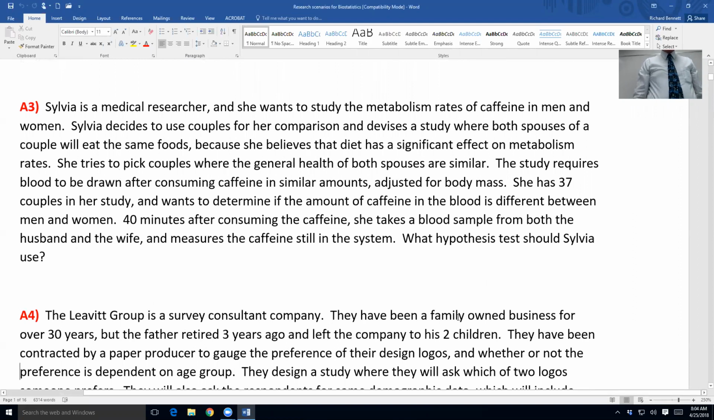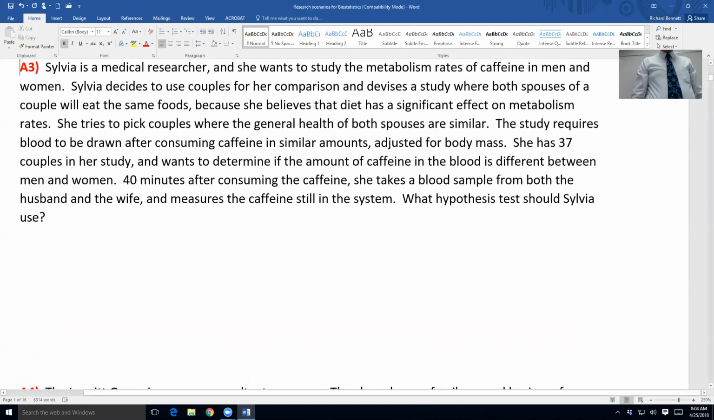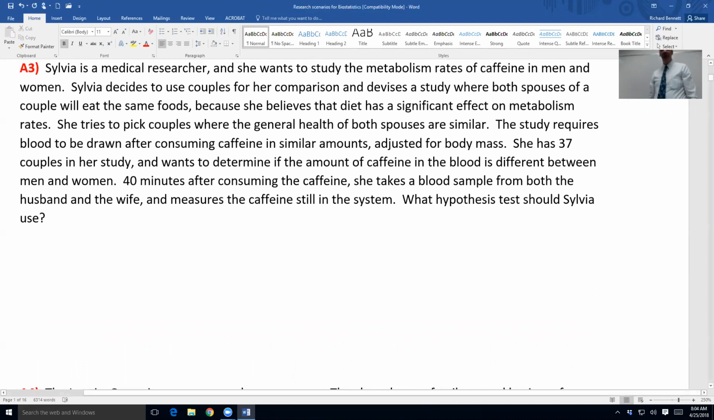A3. A3. Sylvia is a medical researcher. She wants to study the metabolism rates for men and women. She decides to use couples for her comparison, divides the study where both spouses will eat the same foods because she believes. Did we put this on another quiz before? This sounds familiar to me. I think it might have been on the test. It might have been on the test, yeah. You don't remember? A2 was on the test. Oh, A2 was on the test.